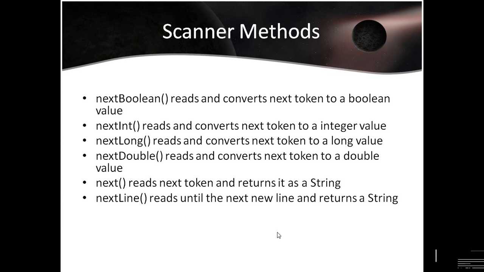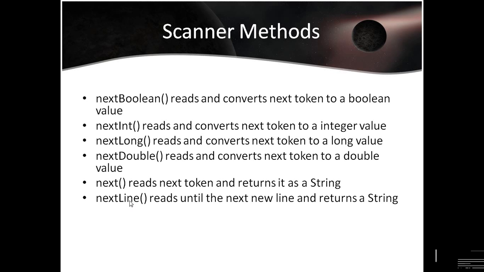For example, these are the methods of the Scanner class. nextBoolean reads and converts the text token into a Boolean value. nextInt can be used to read integer values, and similarly long and so on. The next method can be used to read a string. To read multiple lines of text, you can use nextLine.